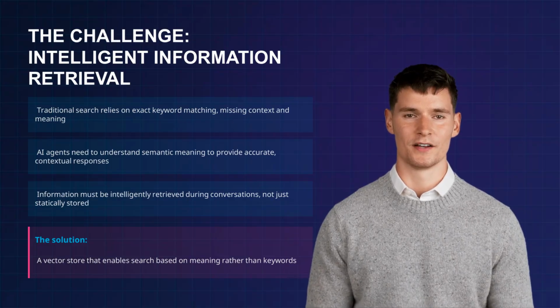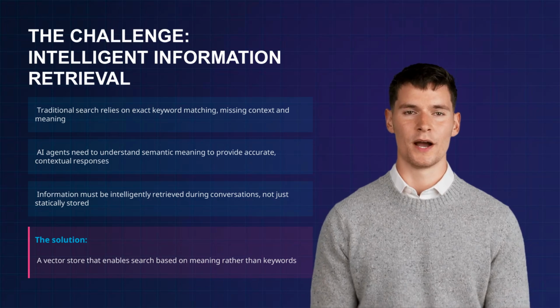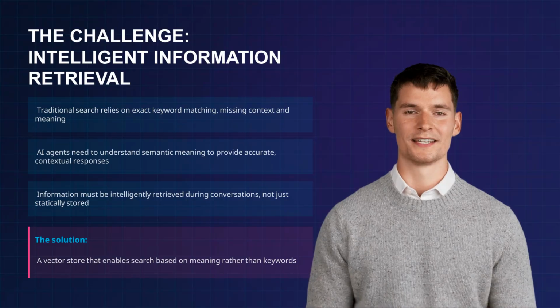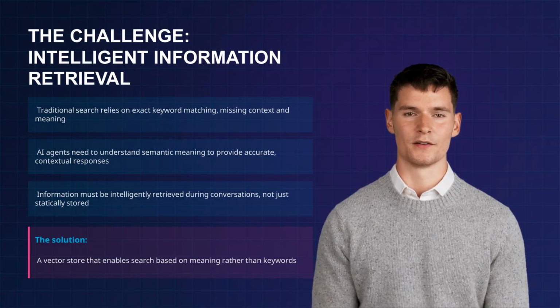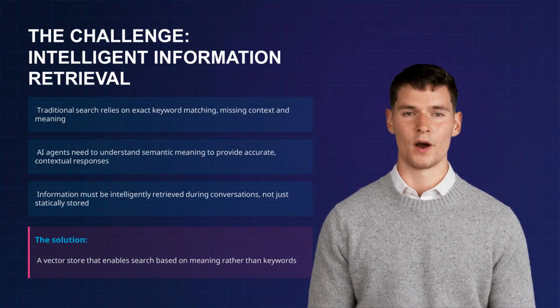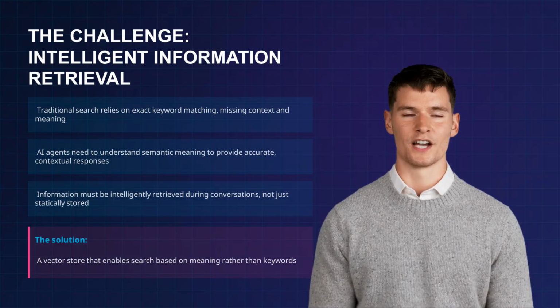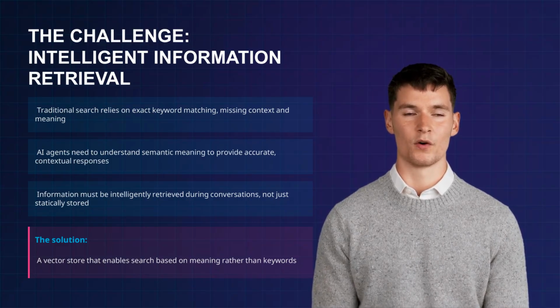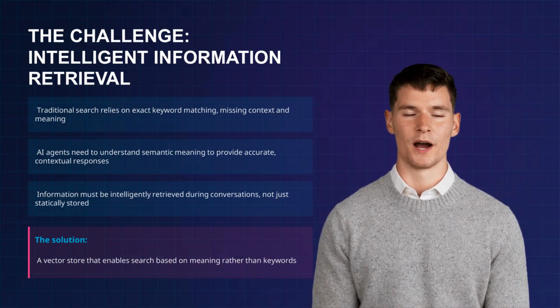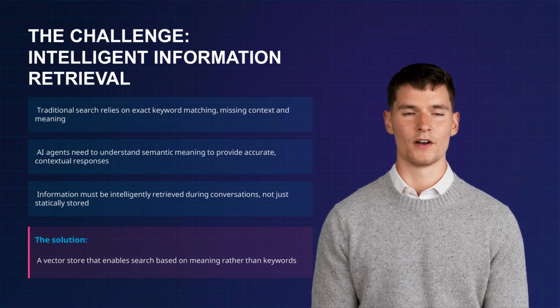Keyword search has been the standard for decades, but it falls short for AI. Searching for "reduce costs" might not return a document about streamlining operations, even though they're conceptually related. AI agents need to understand semantic meaning to connect the dots between related concepts, and they must do this in real time during conversations, pulling information dynamically instead of relying solely on pre-programmed responses. Without a semantic search capability, your AI risks missing important context and returning incomplete or irrelevant answers. Vector stores solve this problem by enabling retrieval based on meaning rather than just matching words.